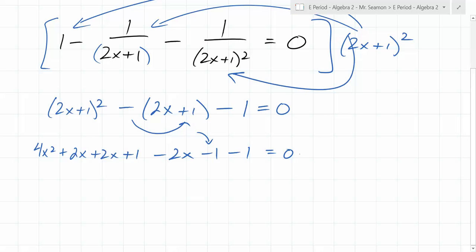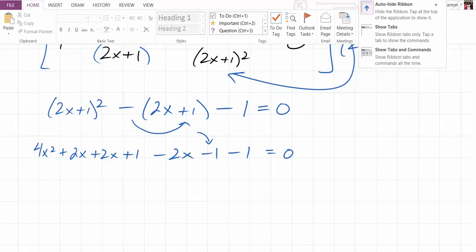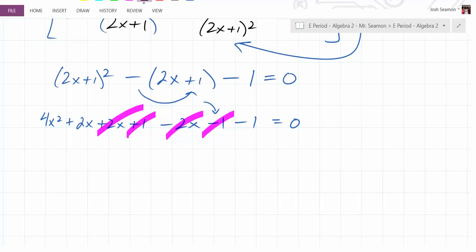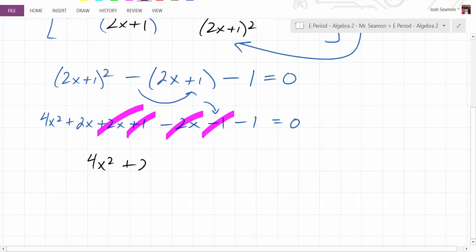So now we have to clean this up. What cancels here? Does anything cancel nicely? That's gone with that, right? And maybe that 1 is gone with that one. So what are you left with? 4x squared plus 2x minus 1 is equal to?